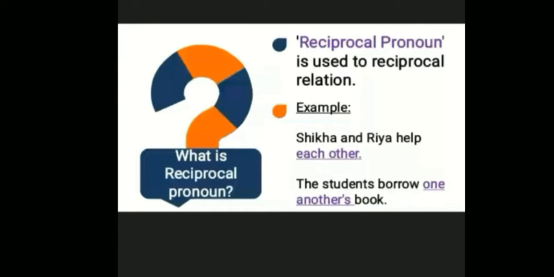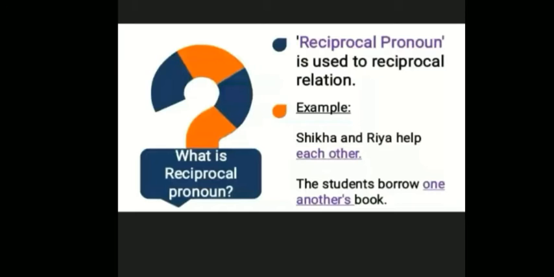Now, we will discuss about the reciprocal pronoun. Do you know what does the word reciprocal mean? It describes something that's the same on both sides. So, reciprocal pronoun is used to refer reciprocal relation. Each other and one another are the reciprocal pronoun.